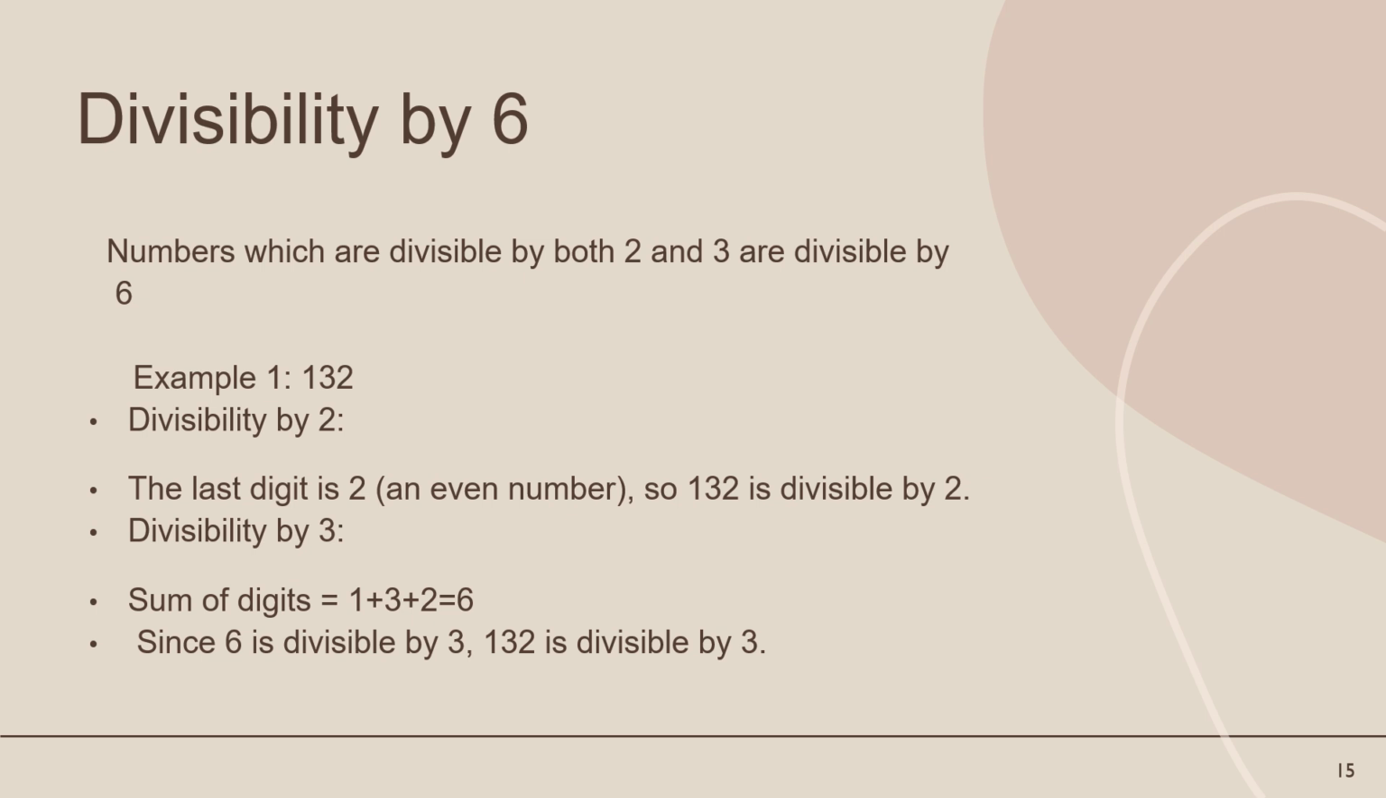Okay, now for divisibility by 6, as you know, 6 we can write as 2 cross 3. So remember that a number which is divisible by both 2 and 3 is divisible by 6. That is how we can remember it. So 6 is equal to 2 cross 3.